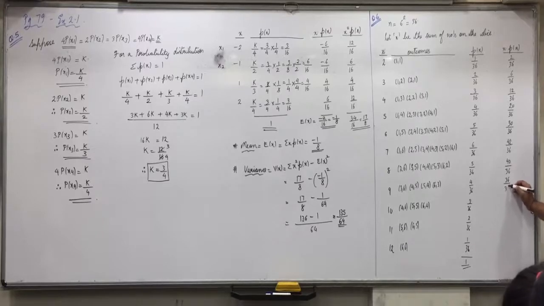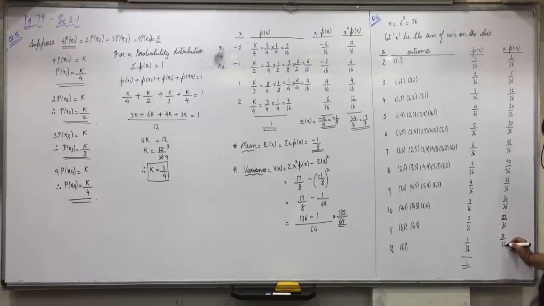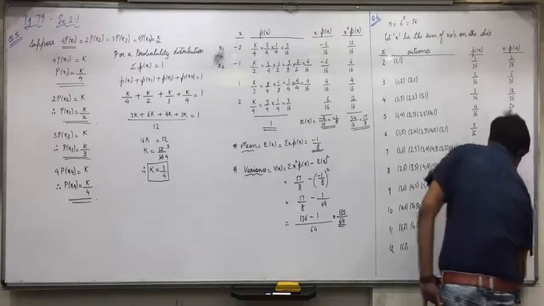9 into 4, 36 by 36. 10 into 3, 30 by 36. 11 into 2, 22 by 36. And 12 into 1, 12 by 36. Did you understand this, everyone? 2, 8, 20, 40, 70, 112, 152, 188, 218, 240, 252 by 36. Yes.